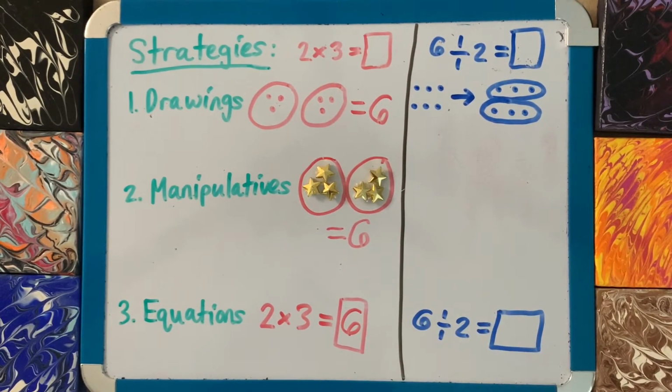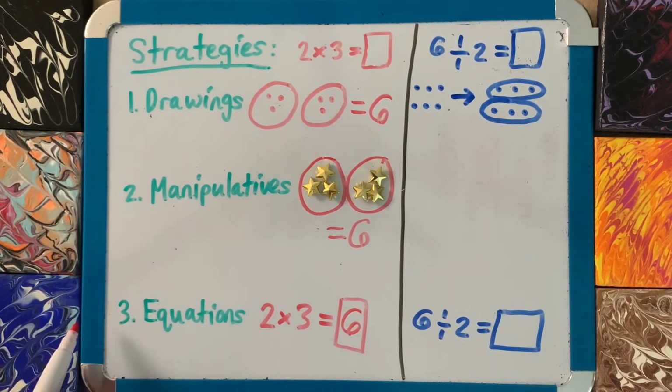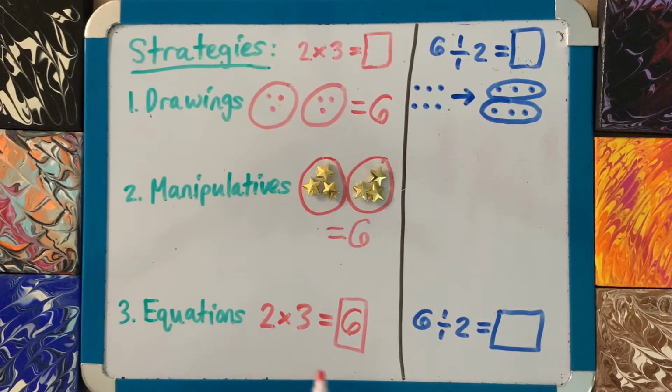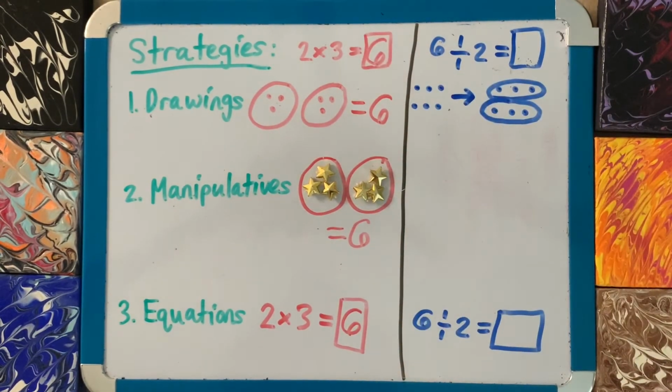Notice that no matter which strategy you use, whether it's drawings, manipulatives, or equations, you're always going to get that same product. 6, 6, and 6. 2 times 3 always equals 6. So that's our answer. So that was a multiplication equation.